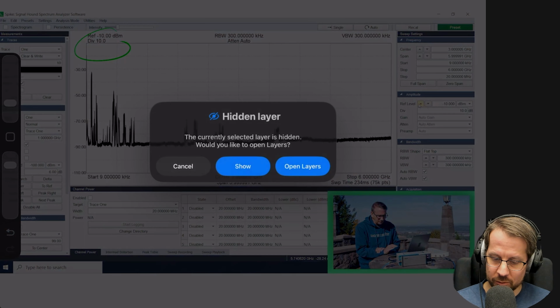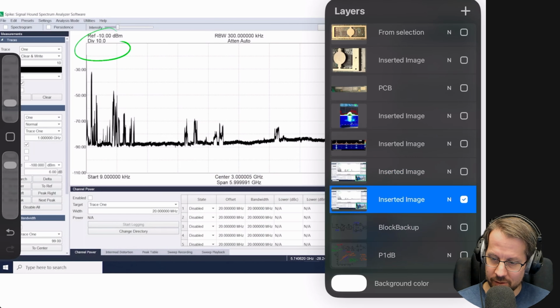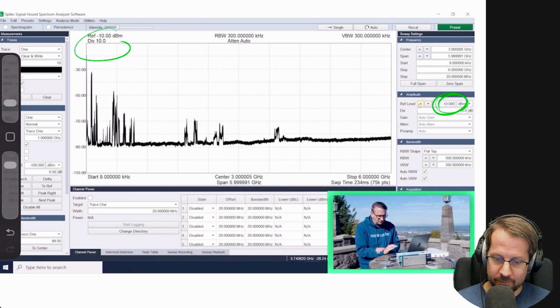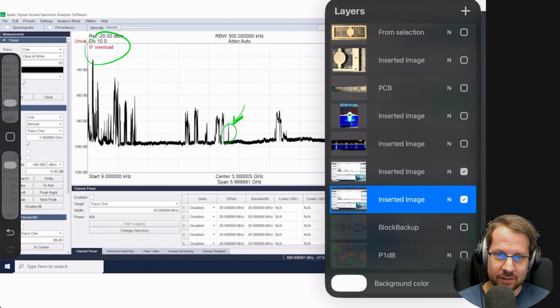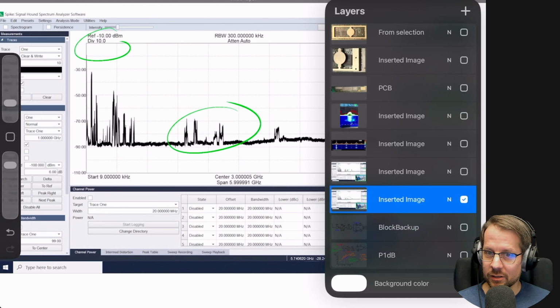Now we set the reference level to -10. And where is the spike? It's gone, right? So do this again. There it is. Gone. A typical type of overload.